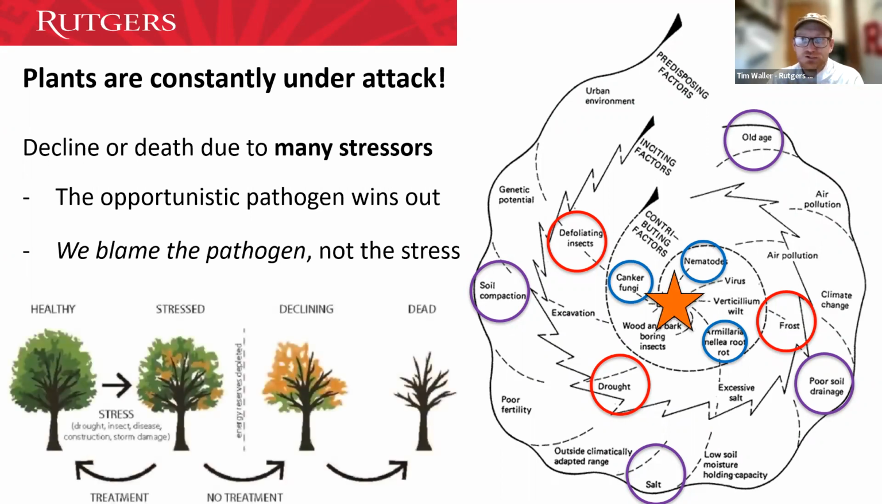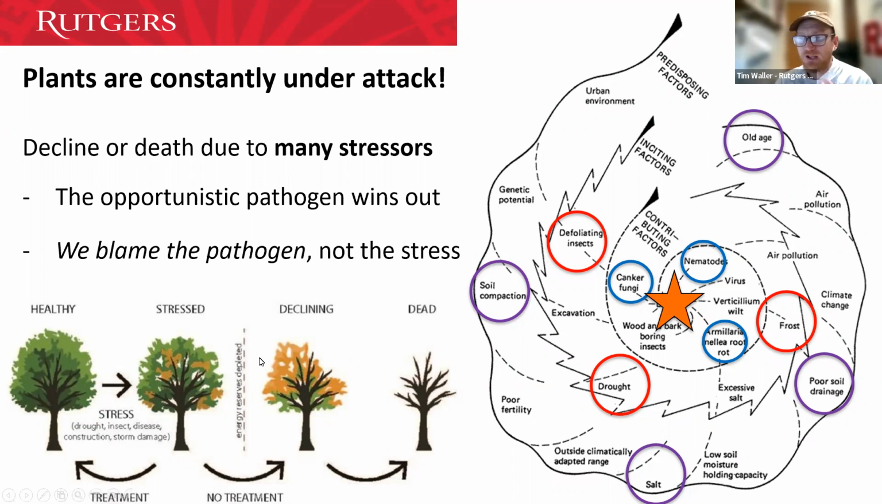Another way to look at this too, if we bring these two slides together, is that a healthy plant will naturally be stressed by something in the environment. Everything on the planet wants to eat plants, including us. And a healthy plant gets stressed and it bounces back. It gets stressed and it bounces back.